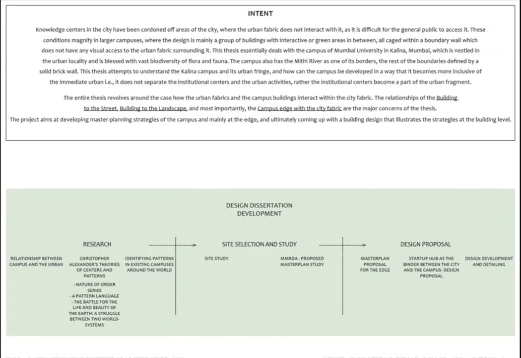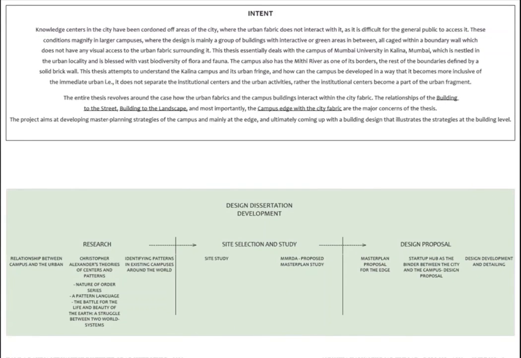The entire thesis revolves around the case of how urban fabrics and the campus buildings interact within the city fabric. The relationships of the building to the street, building to the landscape, and most importantly, the campus edge with the city fabric are the major concerns of the thesis. This project aims at developing master planning strategies of the campus and mainly at the edge, and ultimately coming up with a building design that illustrates these strategies at the building level.